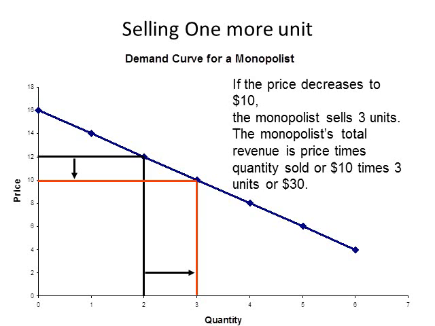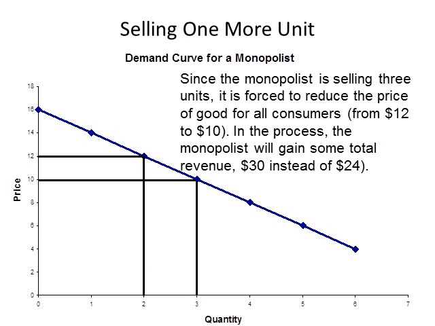If the price decreases to $10, the monopolist sells 3 units. So the monopolist's total revenue is price times the quantity sold, or $10 times 3 units, or $30. The only way for the monopolist to increase the amount sold is to decrease the price. Also notice that the monopolist's total revenue has increased from $24 when 2 units were sold to $30 when 3 units were sold.